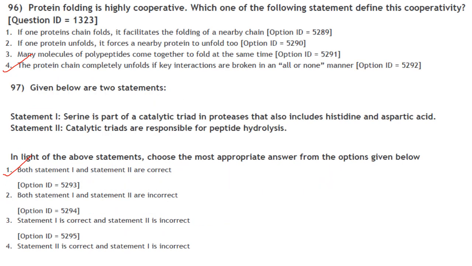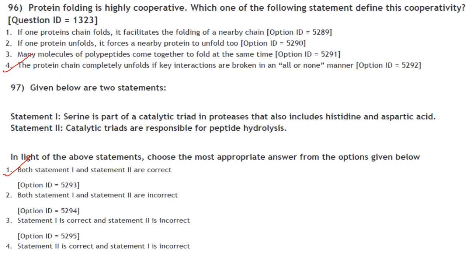Next one. Protein folding is highly cooperative. Which one of the following statements defines this cooperativity? So the answer here is the protein chain completely unfolds if key interactions are broken in an all or none manner. So if you plot a protein disrupting factor, that is like high temperature, against folded fraction of the population of protein, you will get a sigmoidal curve that shows a highly cooperative curve.